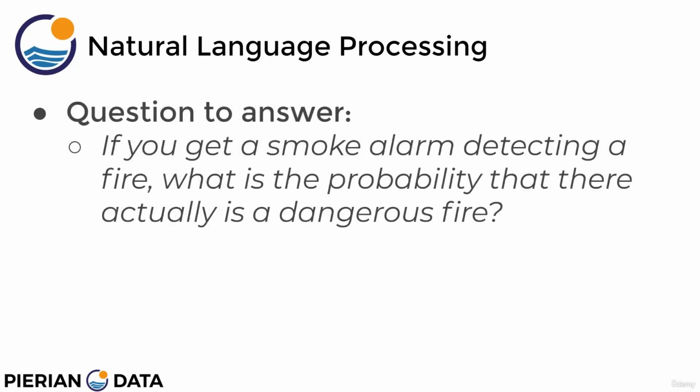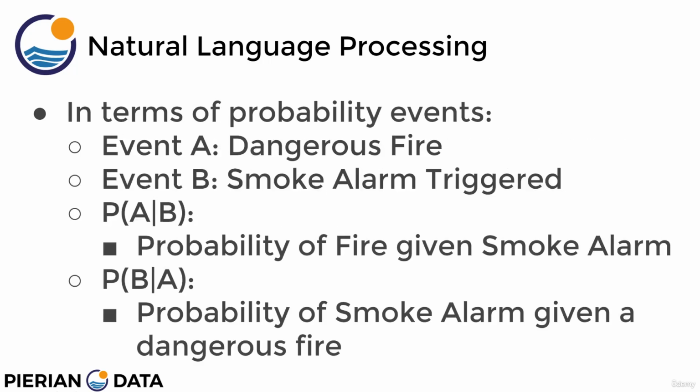So if we actually do get that smoke alarm detecting something, what's the probability that it's correct and there actually is a dangerous fire? So in terms of probability events, we're going to say event A is that there's a dangerous fire. Event B is that the smoke alarm has been triggered. So when we think about probability of A given B, it's what's the probability of a fire given that a smoke alarm has gone off? And then probability of B given A is what's the probability of the smoke alarm going off given a dangerous fire.